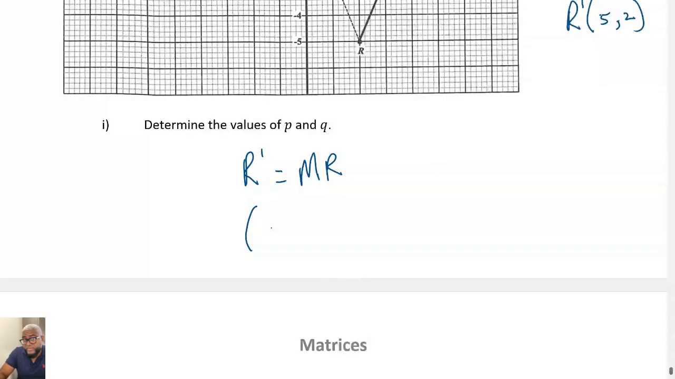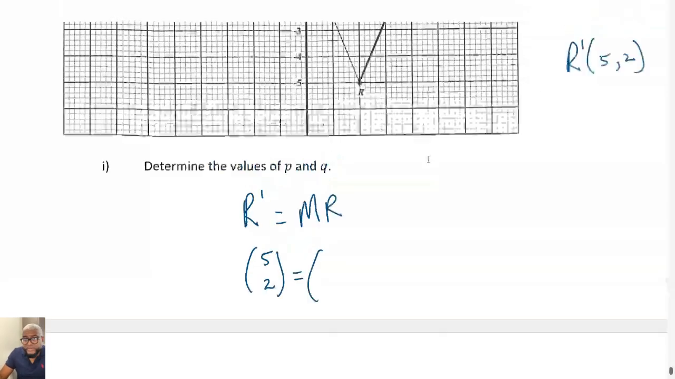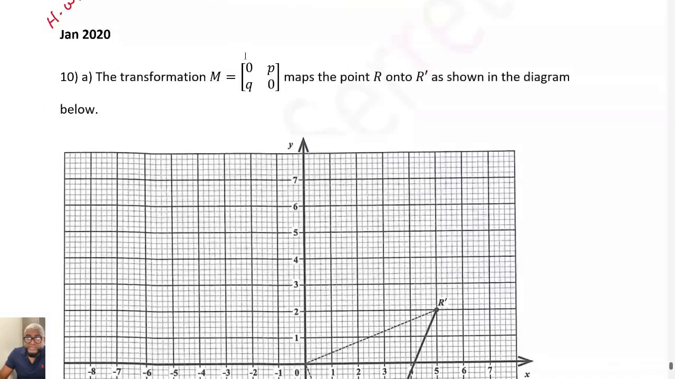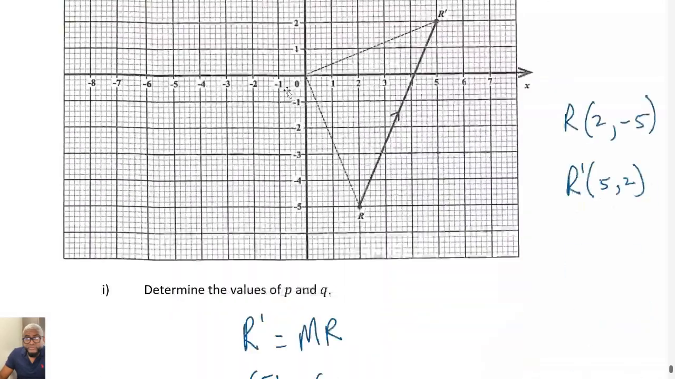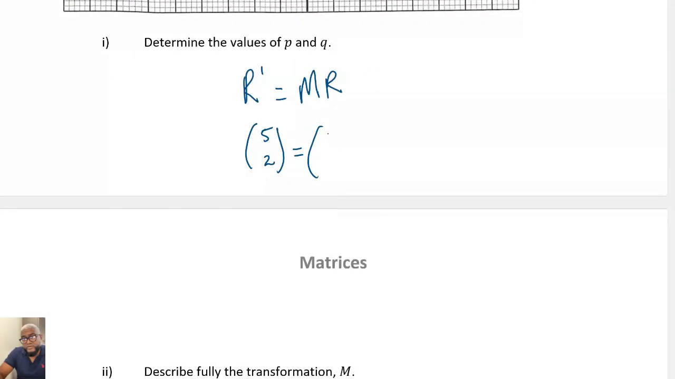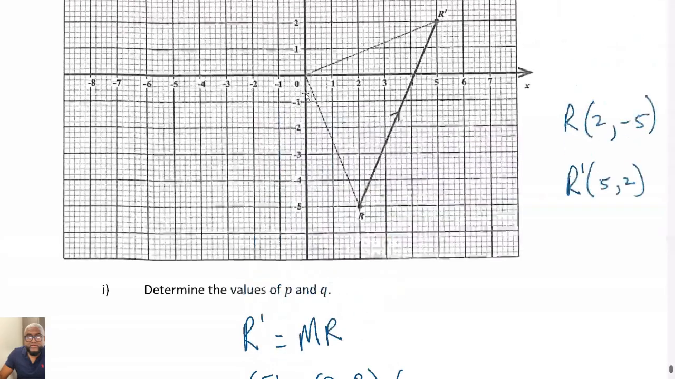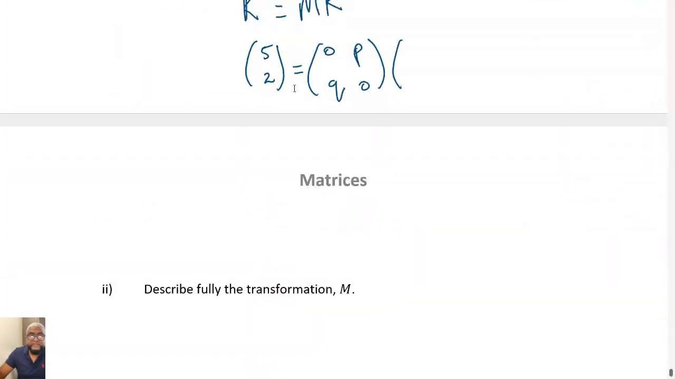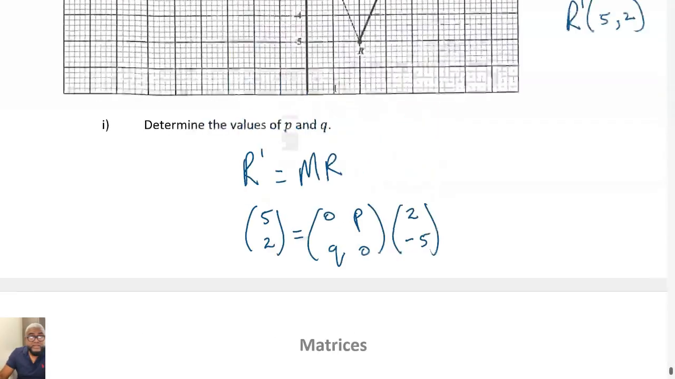Watch it. I'm going to put in what R prime is. R prime would be 5, 2 equals, and I'm going to put in what M is. M is 0 p, q 0, multiplied by what is R? 2, negative 5. All right, everybody good there?